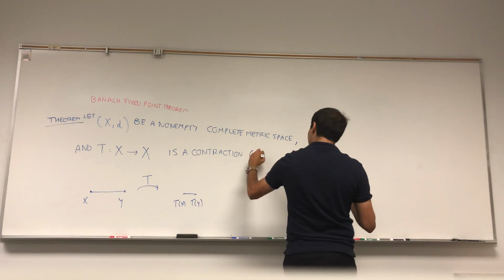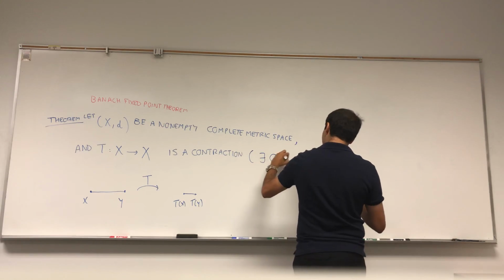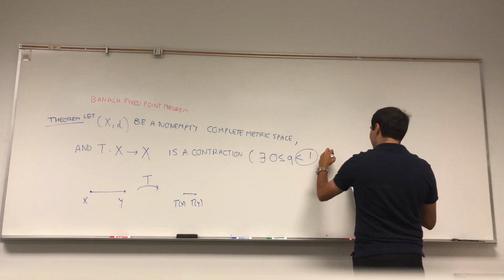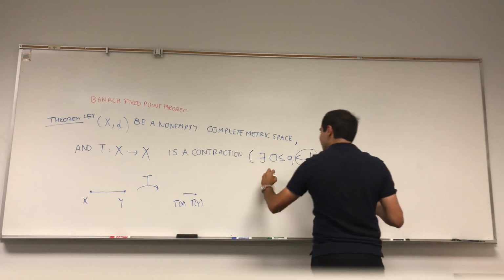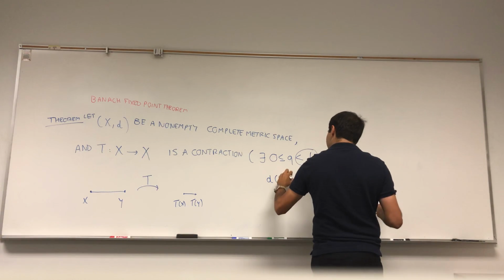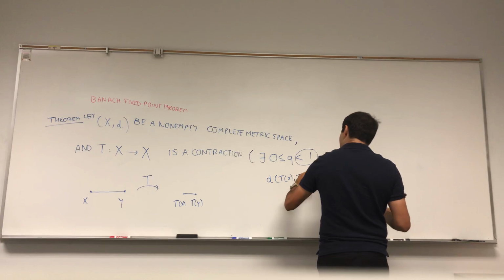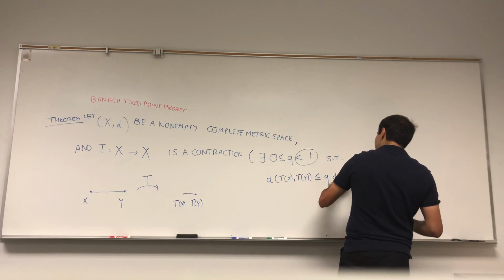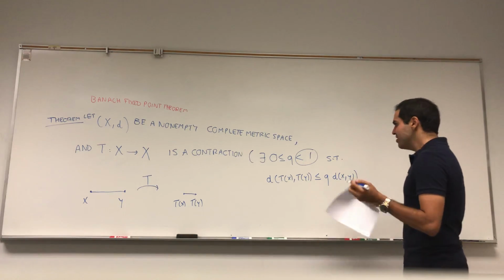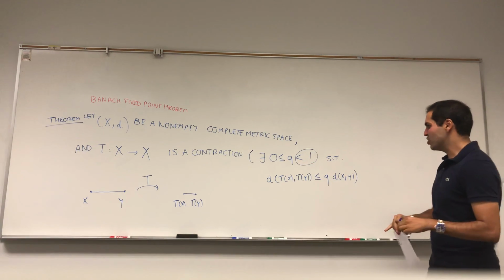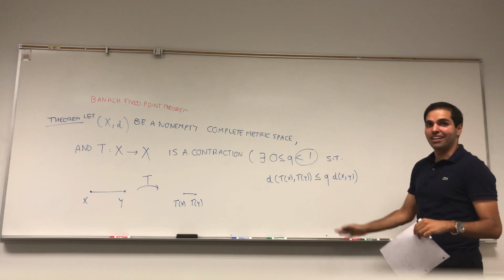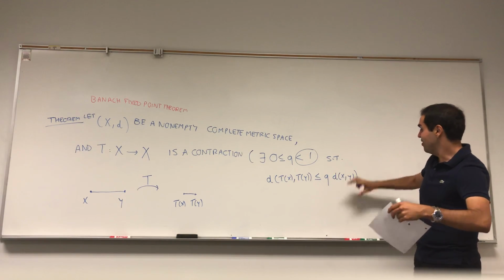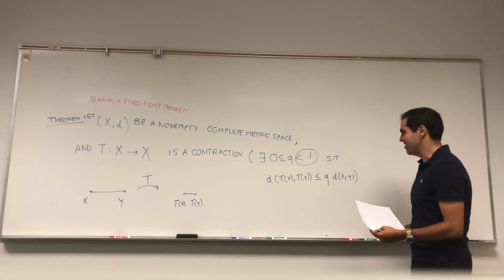So there exists a q greater than 0 and strictly less than 1 such that the distance of T of x, T of y is always less than or equal to q times the distance of x and y. It's very important. It's not necessarily true if q is 1. Just because T makes distances not bigger doesn't mean it's a contraction.